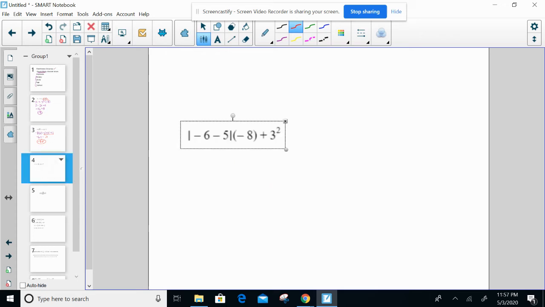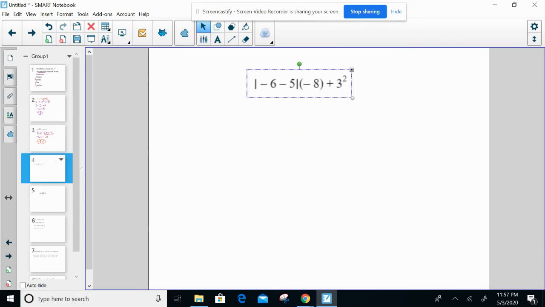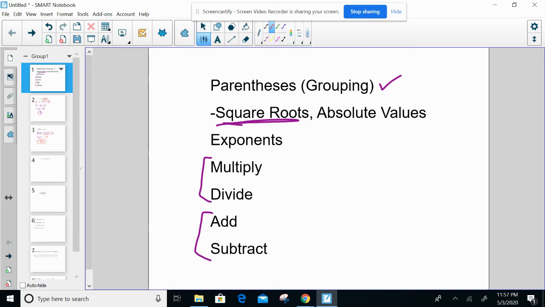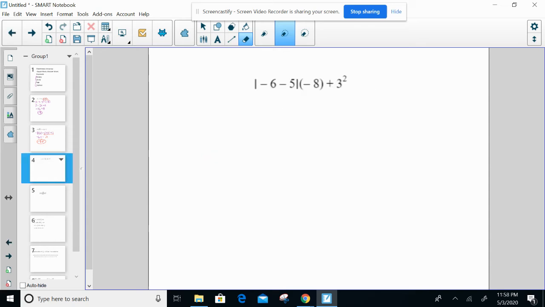All right, next one. Same thing. Now notice we have an exponent and we have absolute value. So in our order, parentheses or square roots and absolute value. We do have an absolute value. Now, with absolute value, take care of what's on the inside, then get rid of the absolute value. So this is what I mean. In the absolute value, -6 minus 5 is -11. You'll take care of making it positive here in a second.